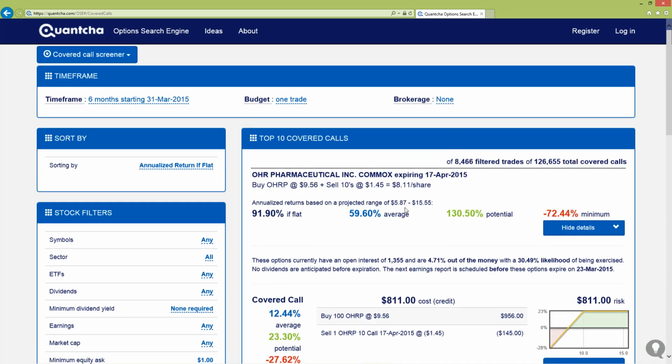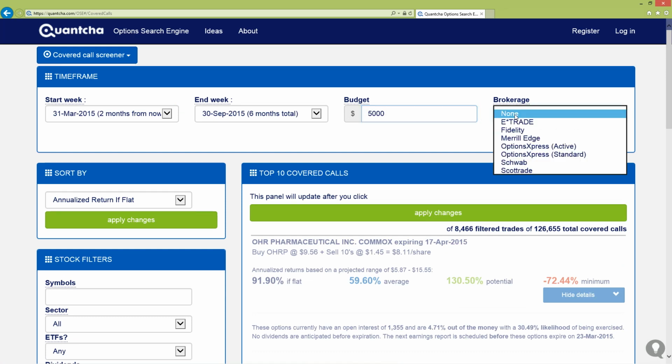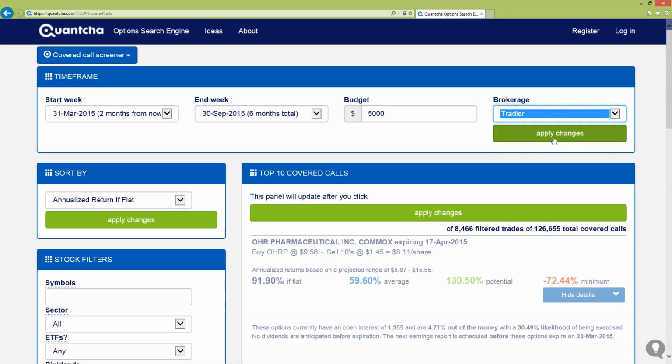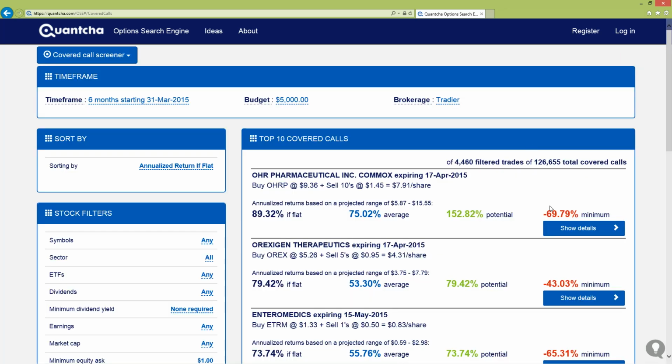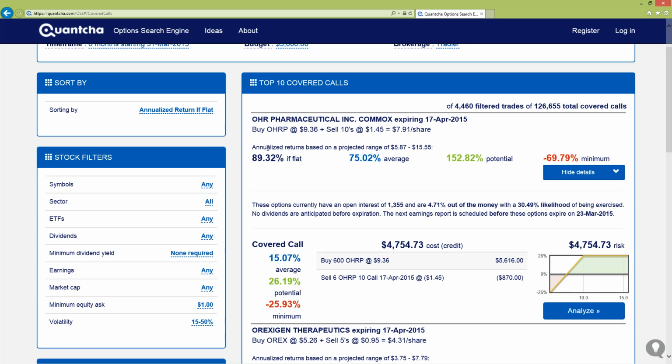Now if I slide back up real quick, I'm going to change the budget here, and I'm going to say let's say we've got $5,000 to work with, and the brokerage we're working with is, let's say, Tradier. We apply those changes. We'll be able to come back in and take a look at the trade again. You'll notice the returns are a little bit lower now because it's factoring in the brokerage fees and commissions.